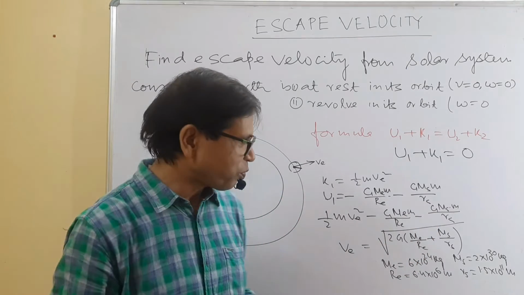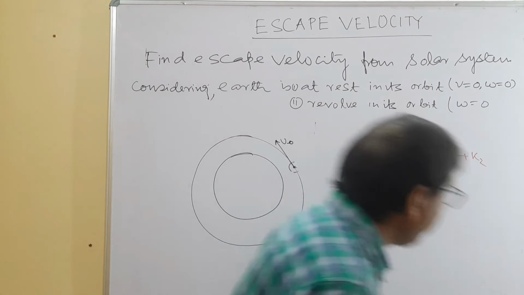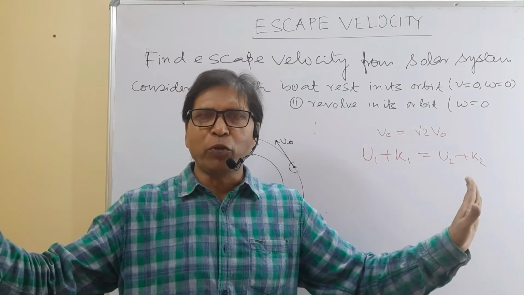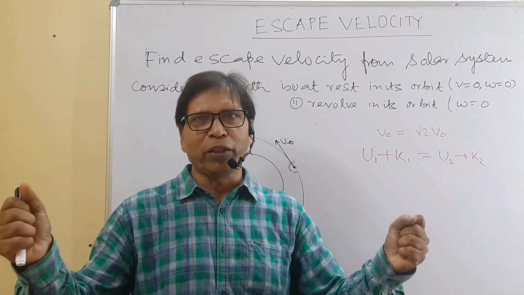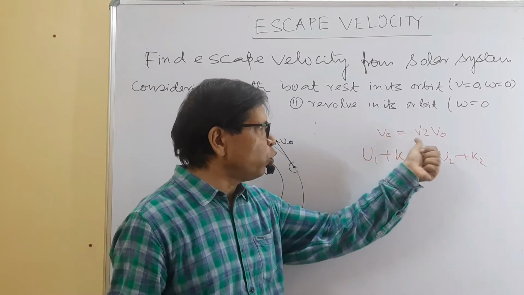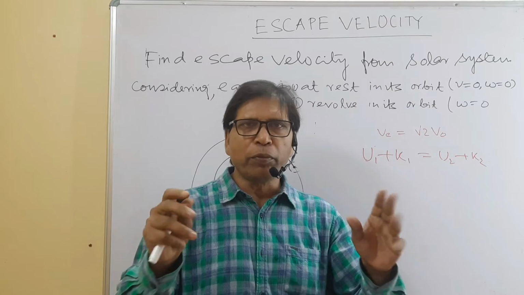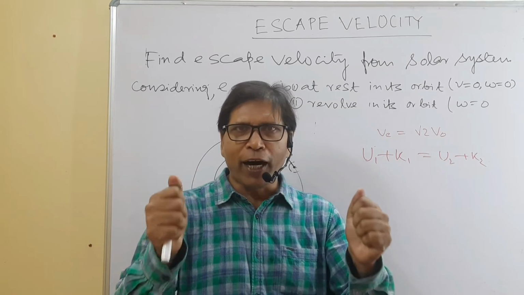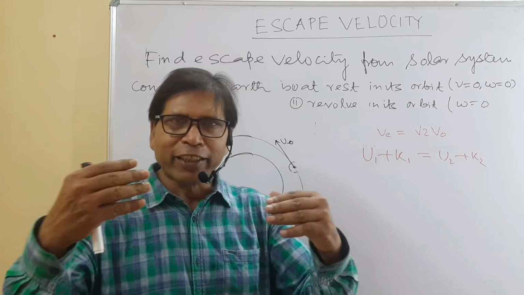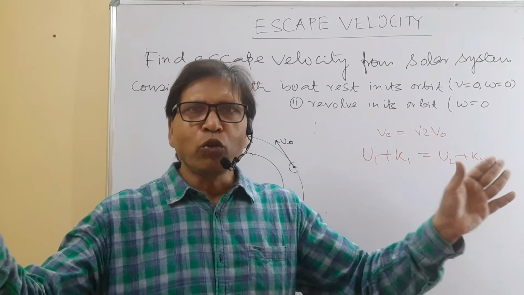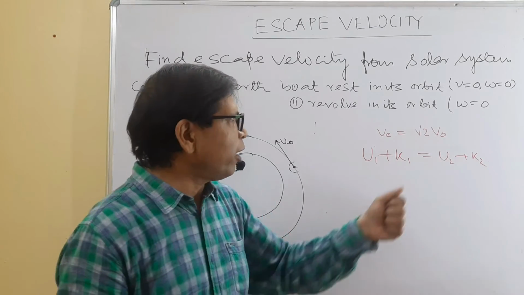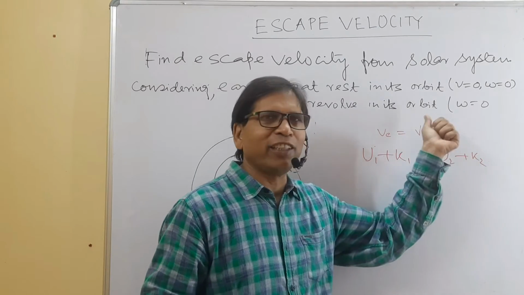Okay, now the next problem. Considering Earth revolves in its orbit with its orbital velocity v0, the required formula is v equals root 2 v0. This means if the orbital velocity of Earth increases to root 2 times, then it escapes from the solar system. So the velocity of projection of the body is such that the body acquires this velocity.